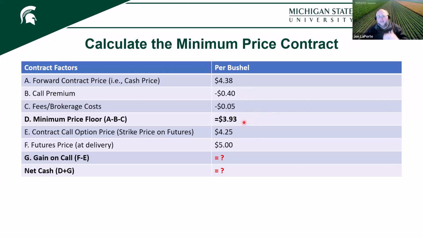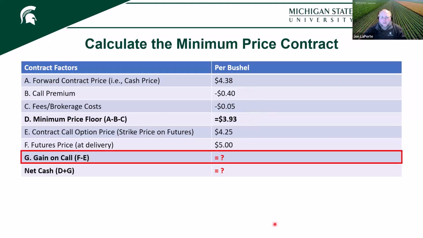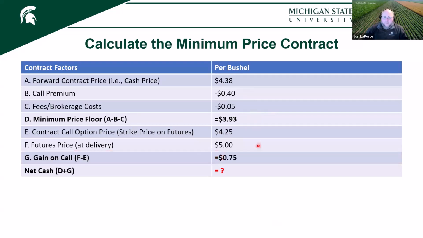Now we're trying to figure out if we can gain any benefit going forward based on where these options go. As I mentioned, we look at the gain. It's a simple matter of our strike price at 425. We want that futures price to be at $5. And if that happens, we're going to gain 75 cents. And then if we gain that 75 cents, what we end up with is a net of $4.68. So we're looking at a minimum of 393. We're hoping we're going to get closer to that 468.